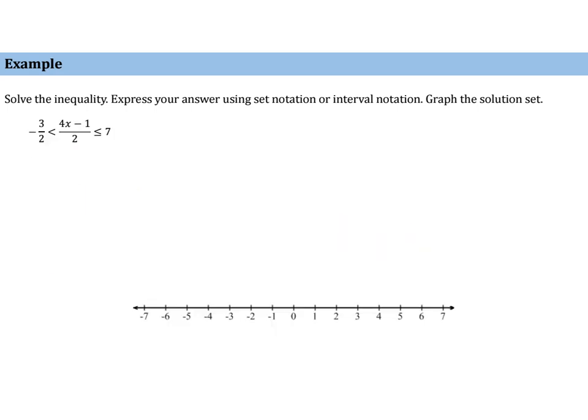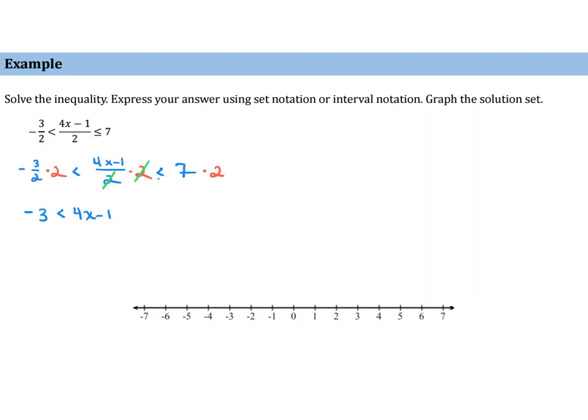Now we have a three-part inequality. So let's clear our fractions first. To clear our fractions, let's multiply each of these 3 expressions by 2. So we have negative 3 halves. We're going to multiply by positive 2. So you'll notice that if I'm multiplying by a positive, the inequality stays. 4x minus 1 over 2 is going to get multiplied by 2. And then 7, likewise, is going to get multiplied by 2. So we get negative 3 is less than, and the 2's cancel there as well, 4x minus 1.